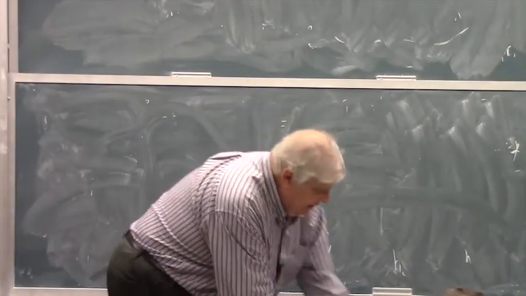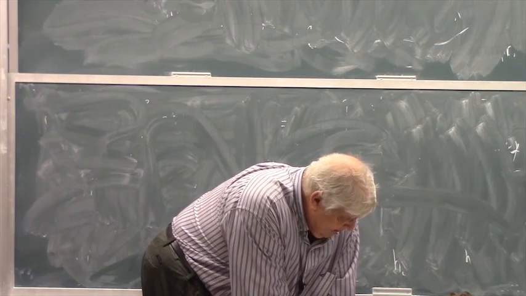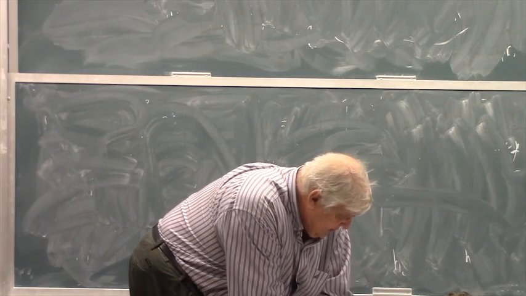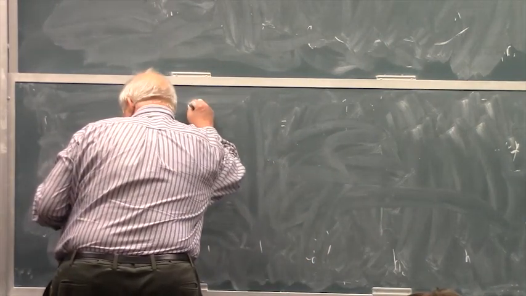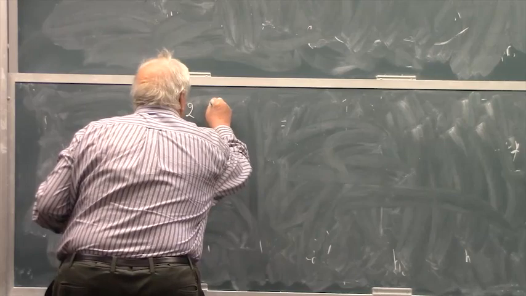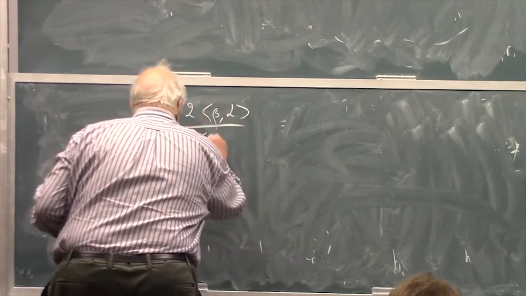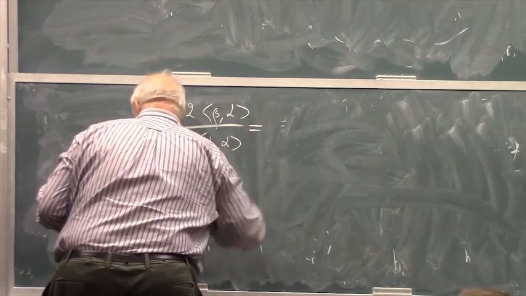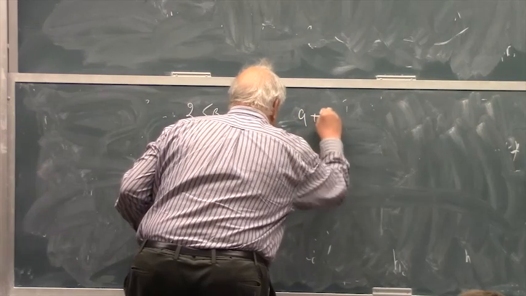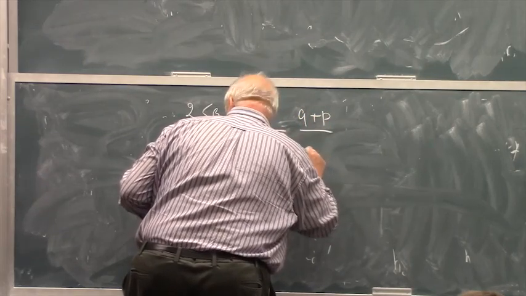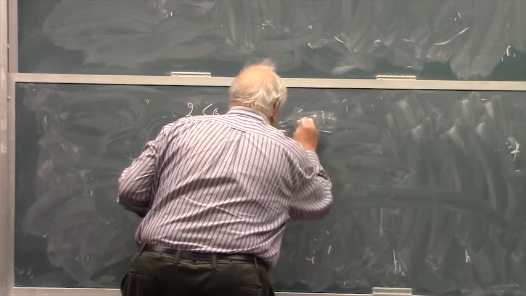And I want to take the following thing. I want to deduce from this that 2 beta alpha divided by alpha alpha is just minus q plus p. Oh no, not 2, minus q plus p.